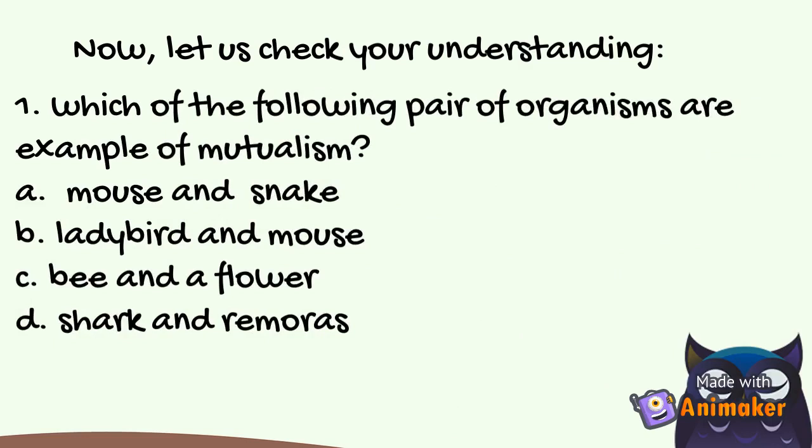1. Which of the following pair of organisms are example of mutualism? A. Mouse and snake. B. Ladybird and mouse. C. Bee and a flower. D. Shark and remora. The correct answer is, letter C, a bee and a flower. That's right.